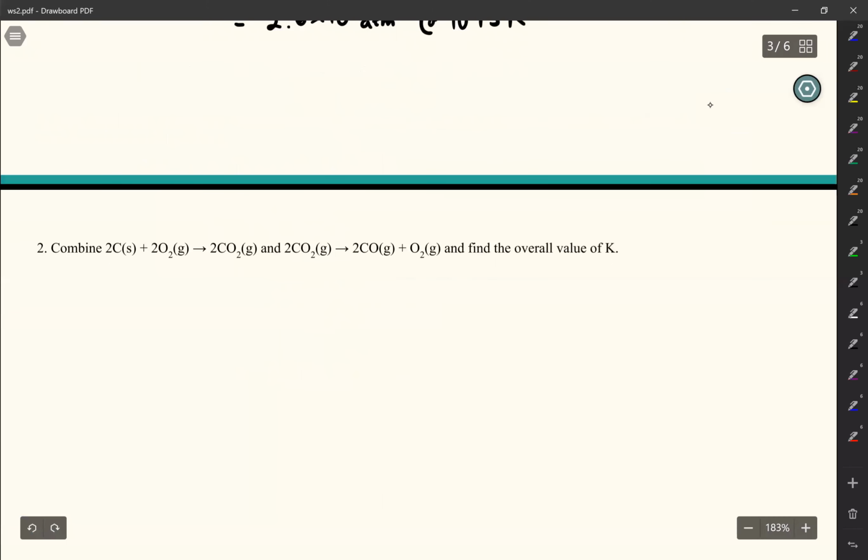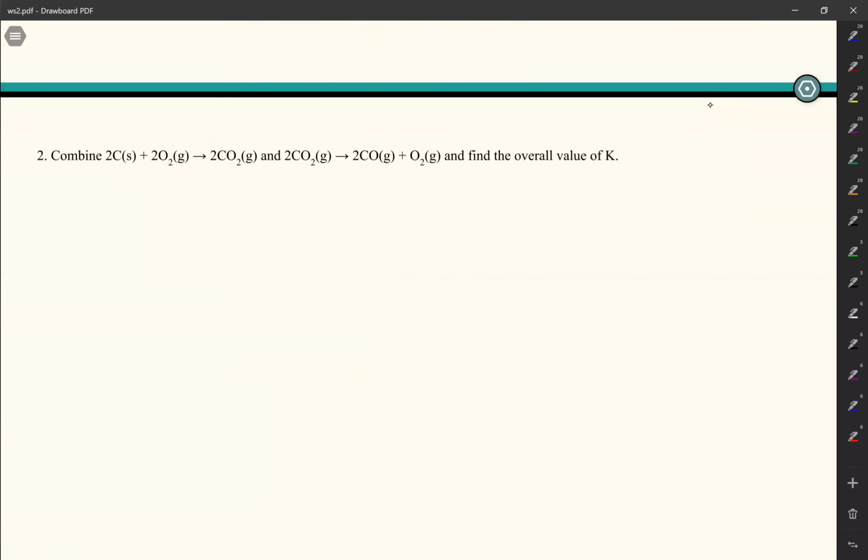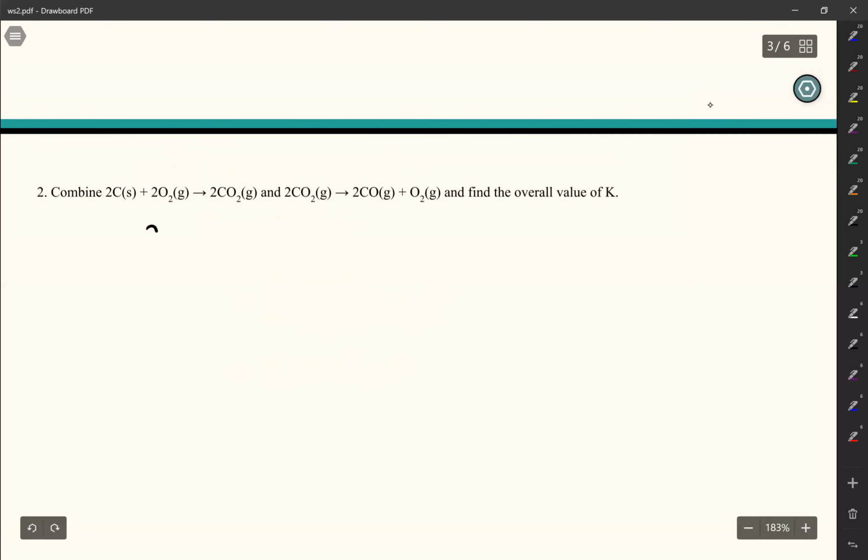So for number 2, we have 2 equations that we need to combine in order to find the overall value of K. So we're looking for the K equation. Remember, the K equation is based on concentration of products over reactants. So first, I'm just going to add both of the equations together in order to see if things cancel out. So that would be 2 carbon plus 2 oxygen gas becomes 2 CO2.